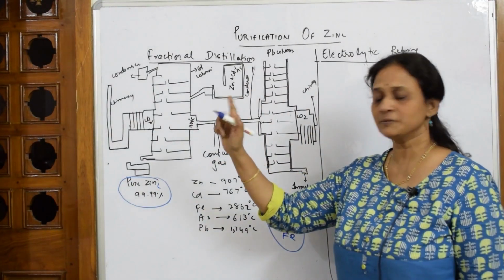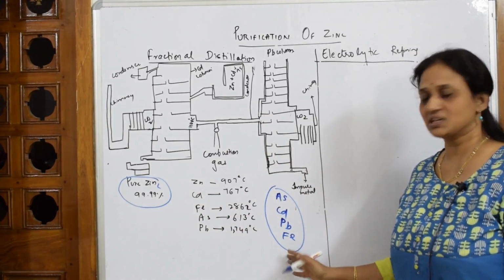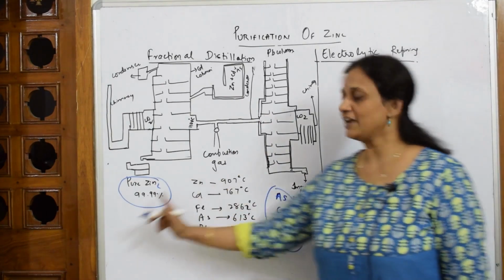So first write the definition. Try to note and remember these boiling points, and see at what temperature which metal is coming out. That is your impure metal, and your pure metal is separate.